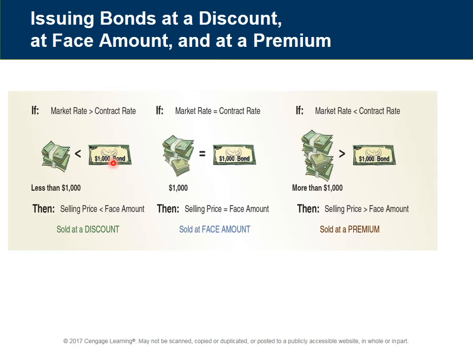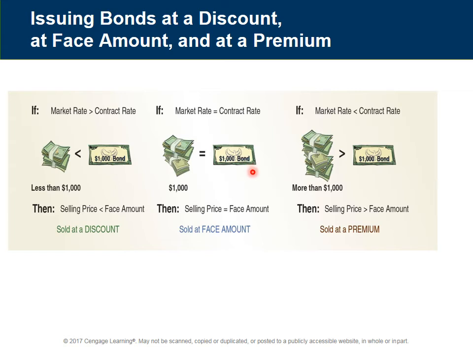Now, ideally, if the bond is paying 6% and all other bonds are paying 6%, then the contract rate matches and is equal to the market rate, then the selling price and the face amount will be the same, and the company will receive $1,000 from the bondholders.